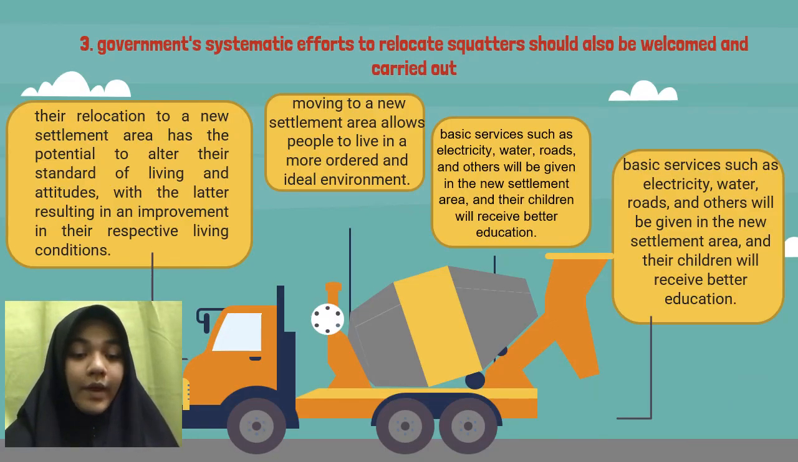For the last point, the third one, the government's systematic effort to relocate squatters should be welcomed and carried out. Their relocation to a new settlement area has the potential to alter their standard of living and also their attitude, with the latter resulting in an improvement in their respective living conditions. Moving to a new settlement area allows people to live in a more orderly and ideal environment. In addition, the authorities need to prepare a special project for them to work on to generate more income. Basic services such as electricity, water, roads and others will be provided in the new settlement area, and their children can receive a better education. They will get more mobility of opportunities in the future.